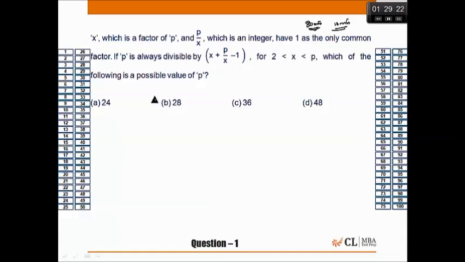Okay, question 1. X, which is a factor of p, and p by x, which is an integer, have 1 as a common factor. I like numbers, but this, can I substitute options? I'll come back on this. Review, I'll make a note of this. Round 1, I'll come back.